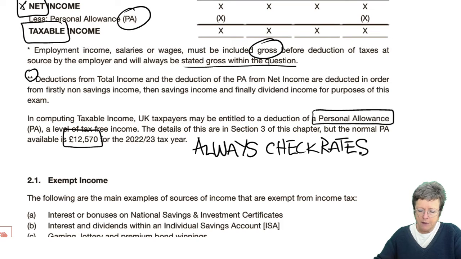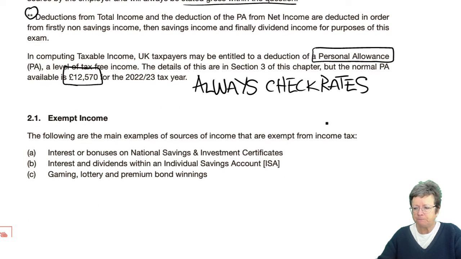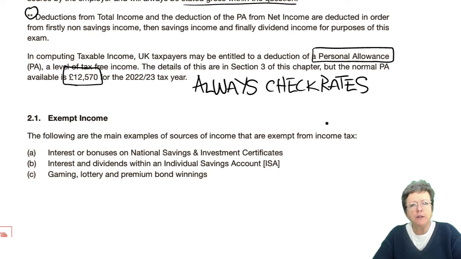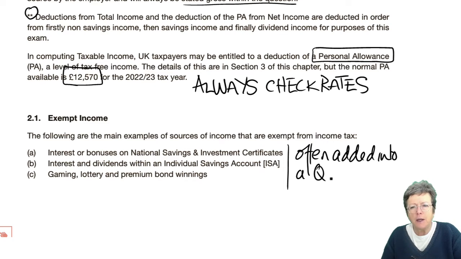Okay. So now, some income that you receive is exempt. Not all income is taxable. These are the ones you need to look out for. Be careful. Okay. These are often added into a question, just to kind of catch you out. Okay, they're trying to catch you out.